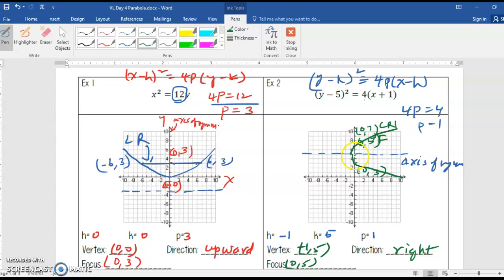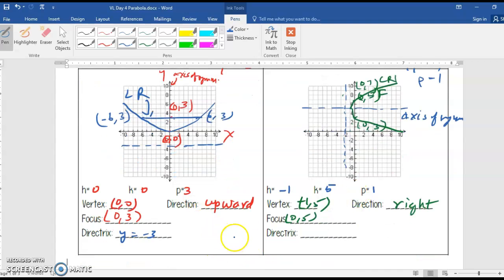But we need to draw the directrix, which is 2 units to the left side of the vertex. So this is going to be at -3. Actually 1 unit, not 2, my bad. It's just 1 unit. So it's going to be here, -2. So the equation for the directrix is x equal to -2. Okay, this is it. This is the parabola.